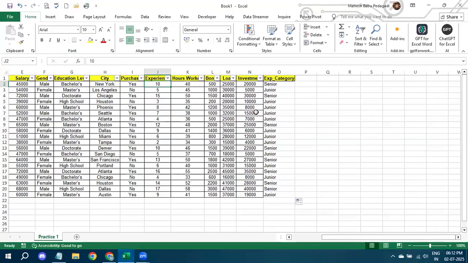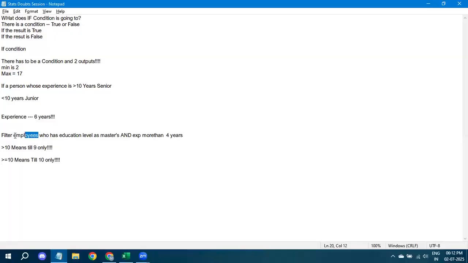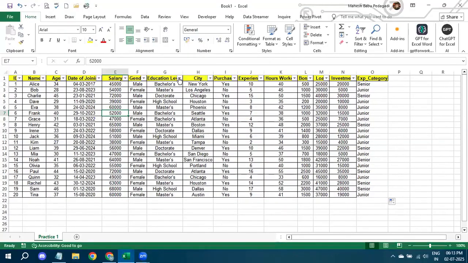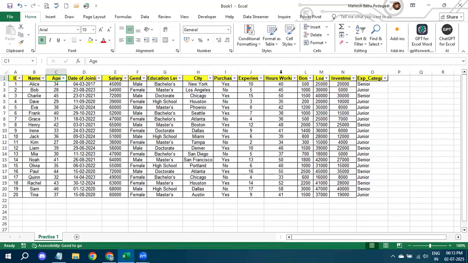Okay. Sir, what if I want to filter the data? Someone asked me a question: filter employees who have education level as masters. First, what is the condition? The education level is masters. See, I will apply the filter like this. First place the mouse pointer anywhere on the column header. Under the home ribbon, do you see the editing option? When you click on this icon, do you see filter? Filter. Okay.